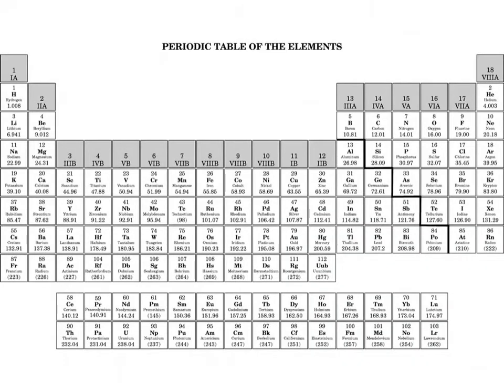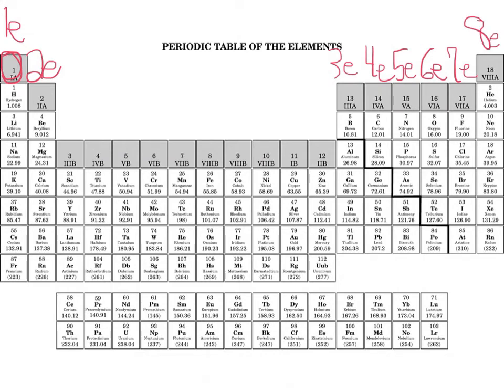Now, we don't have to draw Bohr models every time we want to find a number of valence electrons. We can just look at the periodic table. Group 1, every element in group 1 has 1 valence electron. Every element in group 2 has 2 valence electrons. Every element in group 13 has 3 valence electrons. 14 has 4 valence electrons. 15 has 5. 16 has 6. 17 has 7. And group 18, all the elements have 8 valence electrons, except for helium, which has 2 valence electrons.